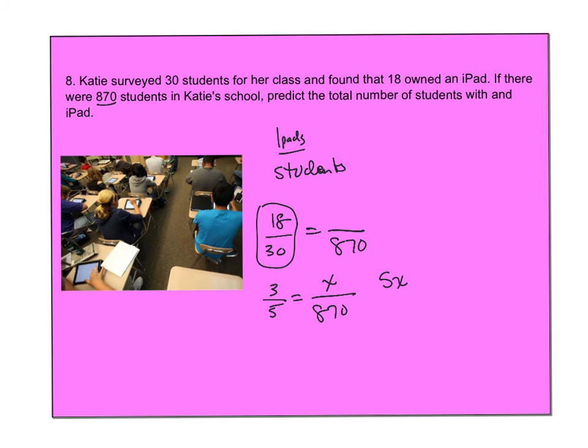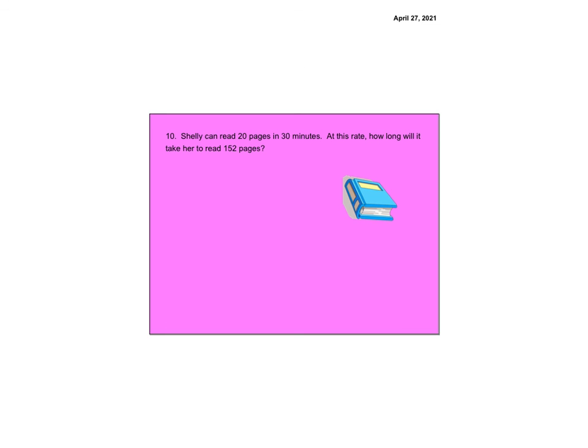And that's going to follow that same pattern. So 5x equals 3 times 870. So 870 times 3 divided by 5, x is going to equal 522. So that's my answer. So I can expect approximately 522 students to have an iPad, okay?